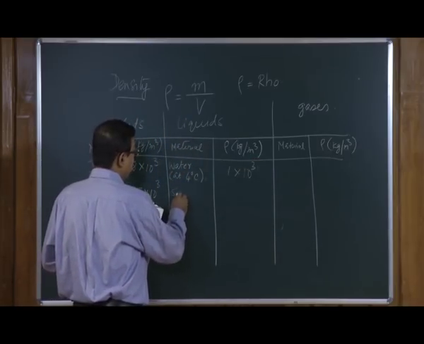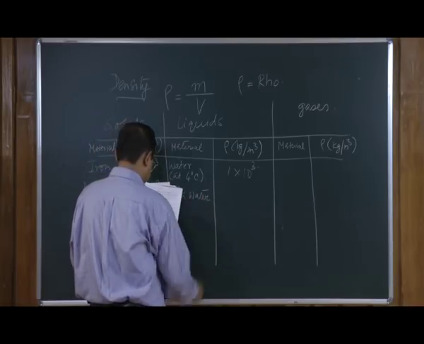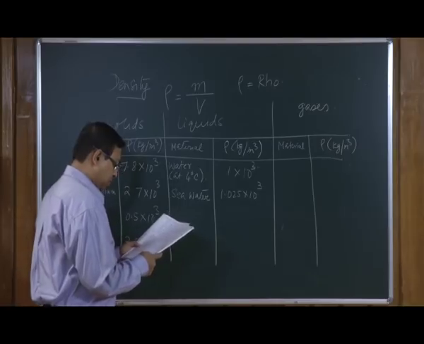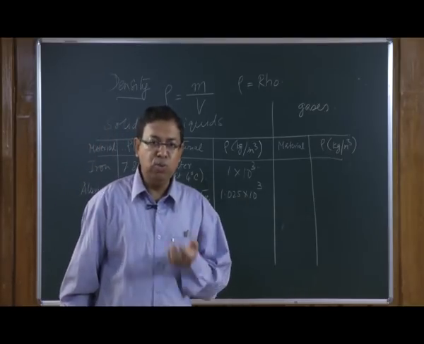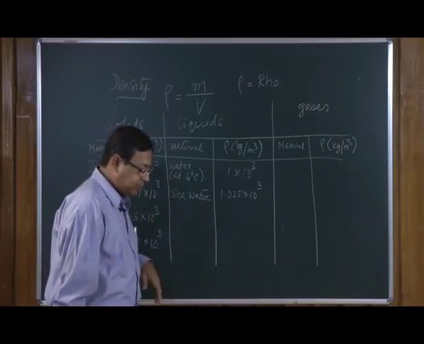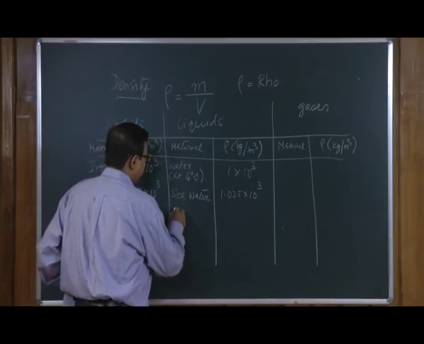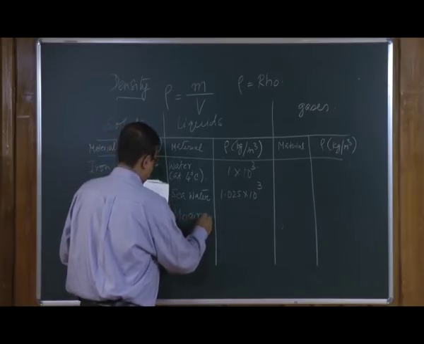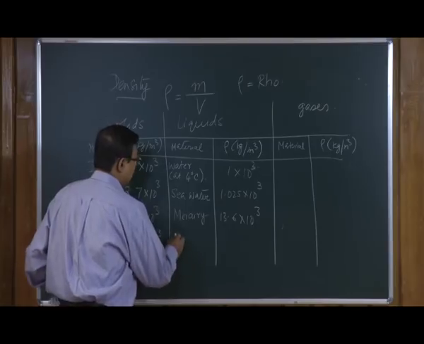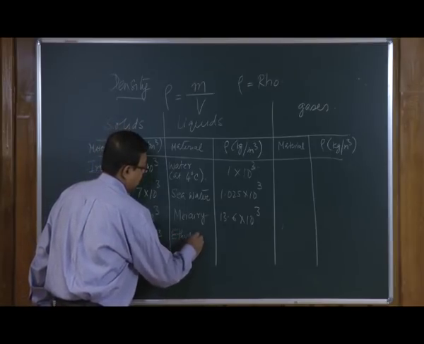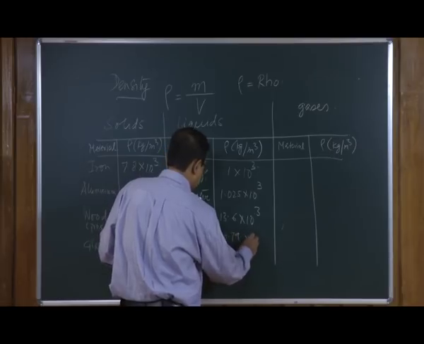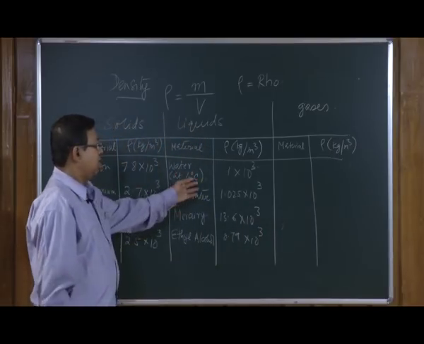And sea water is 1.025 into 10 to the power 3. Sea water is known to be more dense than ordinary water, and then you have mercury, which is 13.6 into 10 cube, and now we have ethyl alcohol, which is 0.79 into 10 cube. So, these are for the liquids.